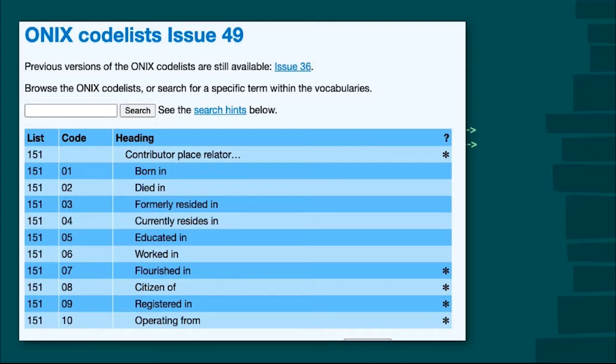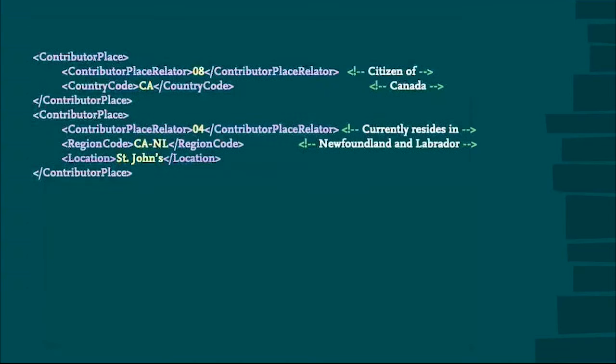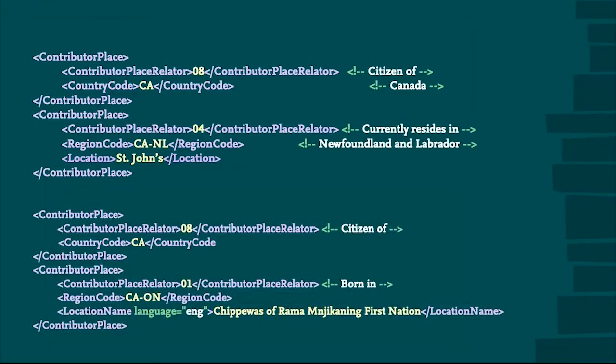So, for example, if you have an author that's migrated to Canada from Jamaica, or from the Dominican Republic, or from Vietnam, it's quite interesting to be able to highlight that information in your ONIX, providing the contributor is happy with that information.